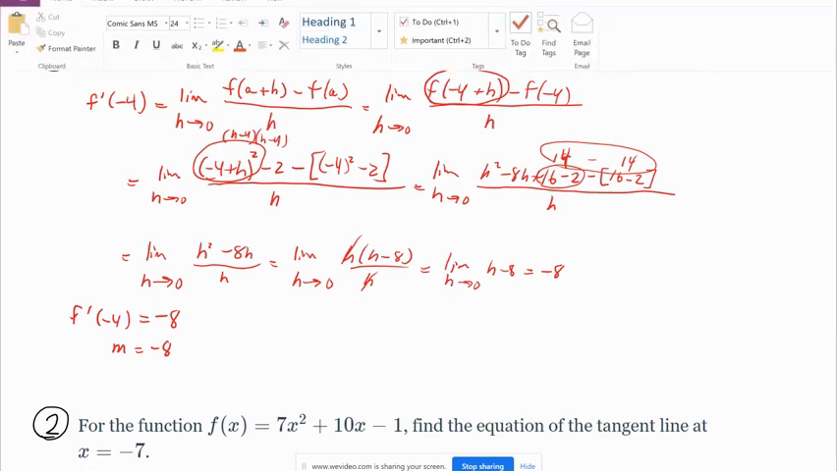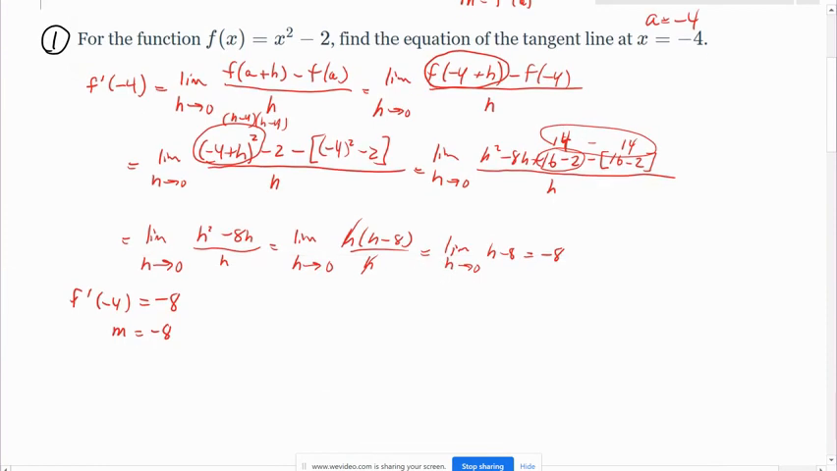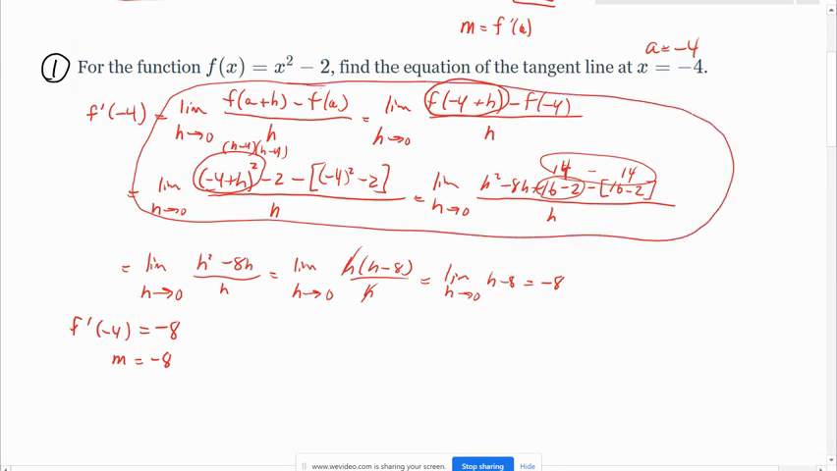Okay, so we're not done with the problem yet. Now that we found the slope of the tangent line using the derivative, this whole process we're now calling using the limit to find the derivative. Derivative again just means slope of the tangent line. So all that led to this, which is the slope is -8, and now we need a point. We have a slope. Now we need the point.